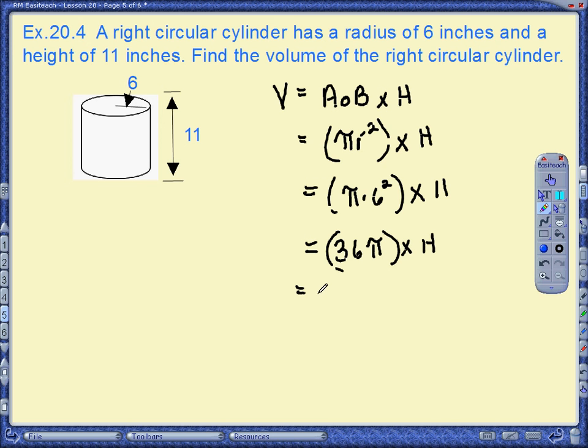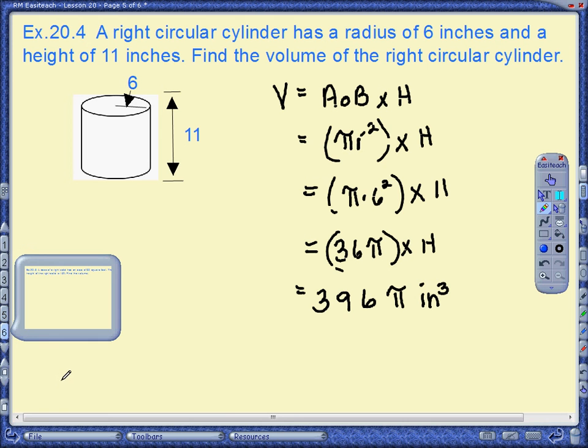To multiply by 11, we write the first numeral first, second numeral last. We add the 2, and that goes in the middle. So this is 396 pi, and again you can multiply this all out and get an answer for it. But 396 pi, and it's in inches, so we're going to put inches cubed because it's volume.